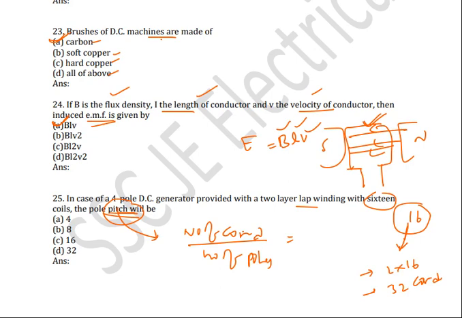Total 32 conductors divided by how many poles? That is 4 poles. So 4 eights are 32. So 8 is the correct answer. The pole pitch is 8 here.